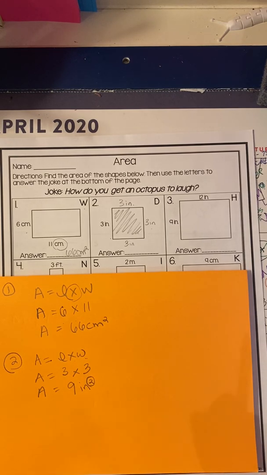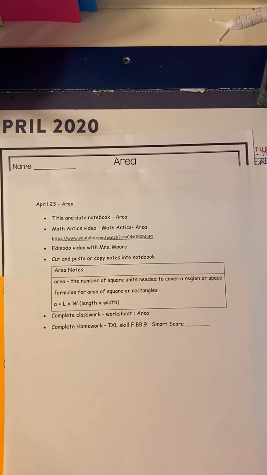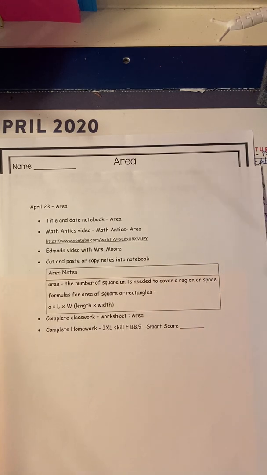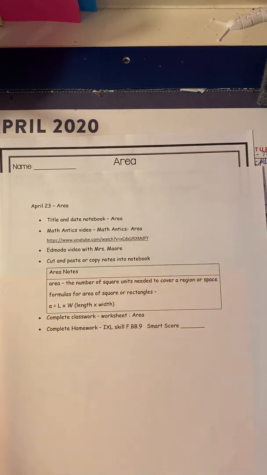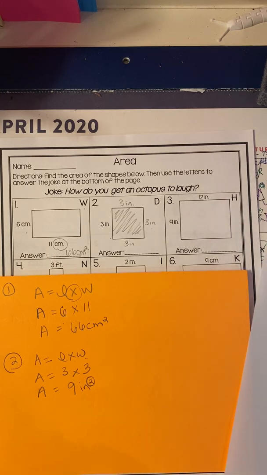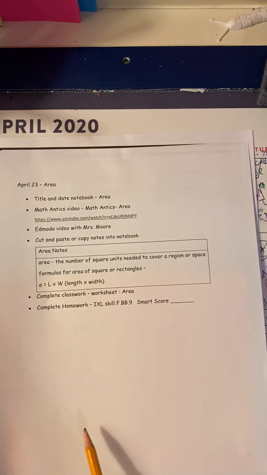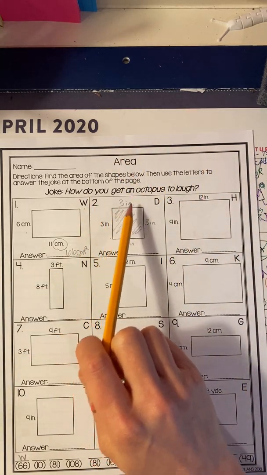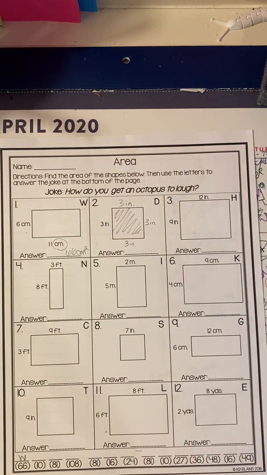All right, so today you are going to title and date your notebook, watch your Math Antics video on area. You should have already done that before you watched my video on area. Now go ahead and cut and paste your notes into your notebook. Complete that area sheet for me, and then you can do your IXL skill FBB9 for your homework. Write down that SMART score, and also you can comment in here. And also, once you find the answer to your joke of how do you get an octopus to laugh, go ahead and comment below this post and let me know, because I don't remember.